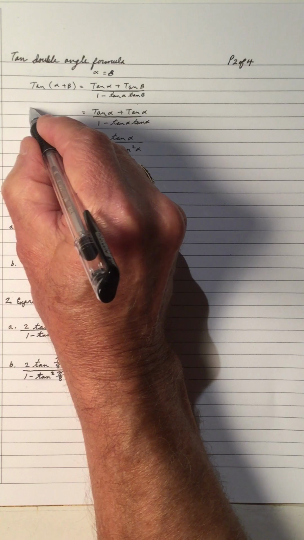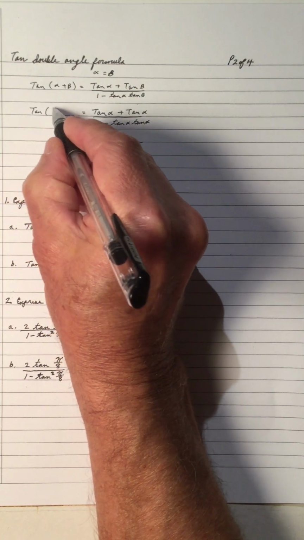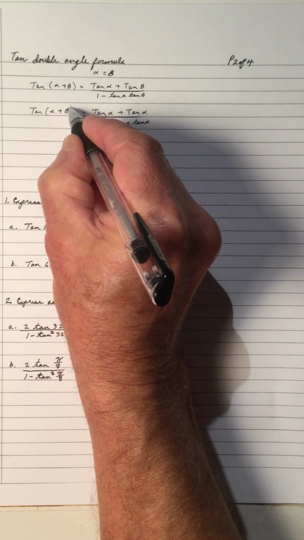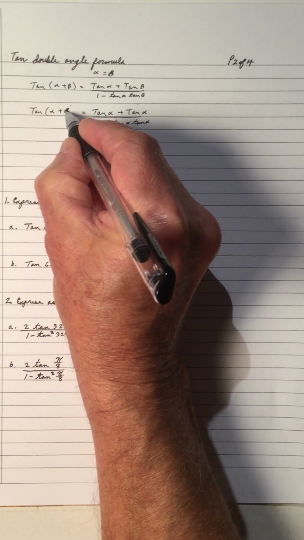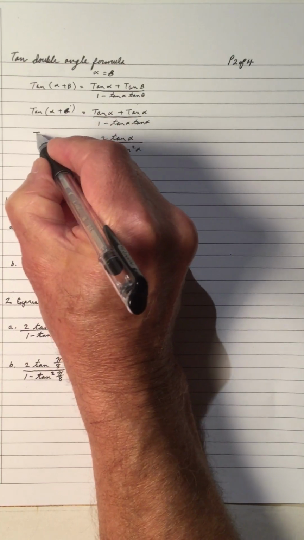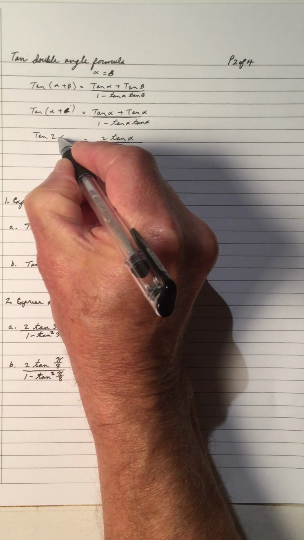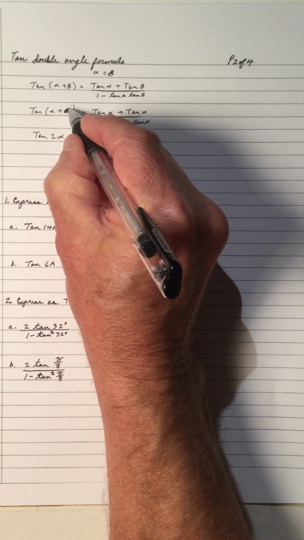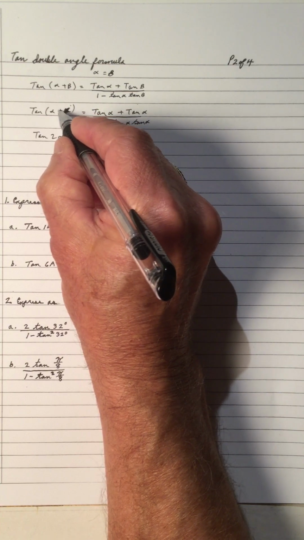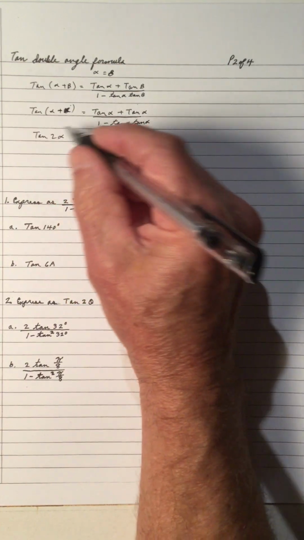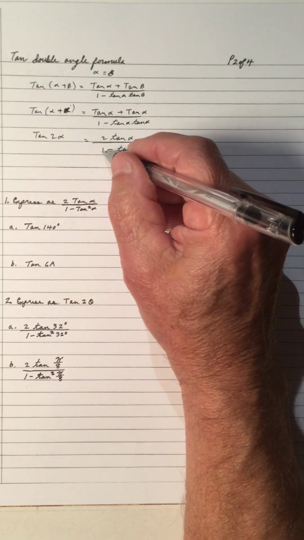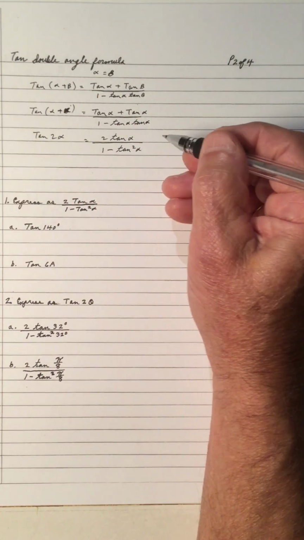Oh, I forgot to do this side. That's the tan of alpha plus beta, and beta is equal to alpha, so we make that an alpha there. So that's the tan of 2 alpha, because beta is equal to alpha. Sorry about that, I just forgot to put that going down. So the tan of 2 alpha is 2 tan alpha over 1 subtract tan squared alpha.